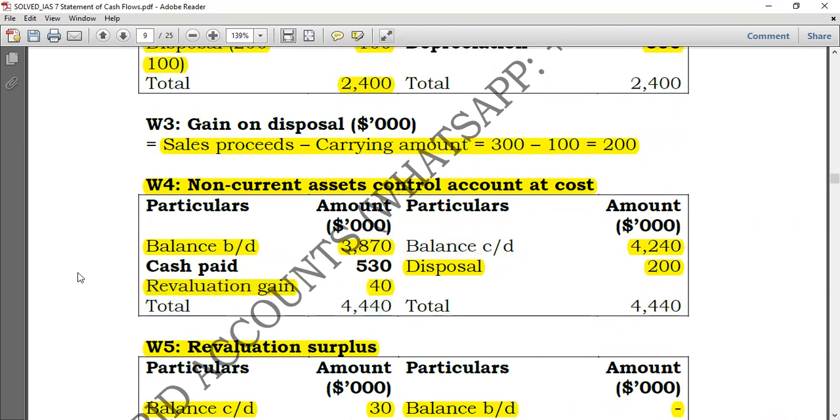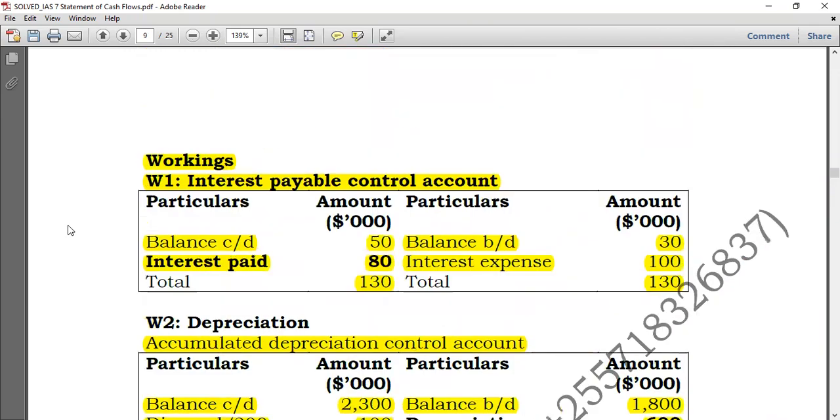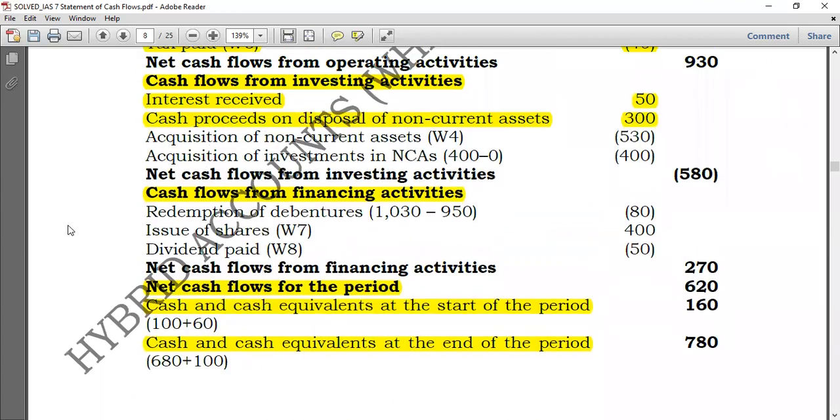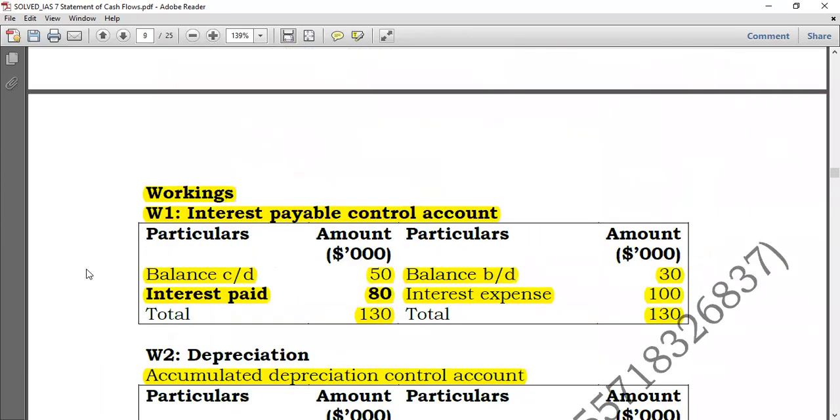All right, we are done with this, and we go and put that dividend figure. How much was that dividend figure? The dividend figure stays under financing activities here, and it was 50. So I do that and I'm done already. So you can just proceed to close the account which I didn't close.